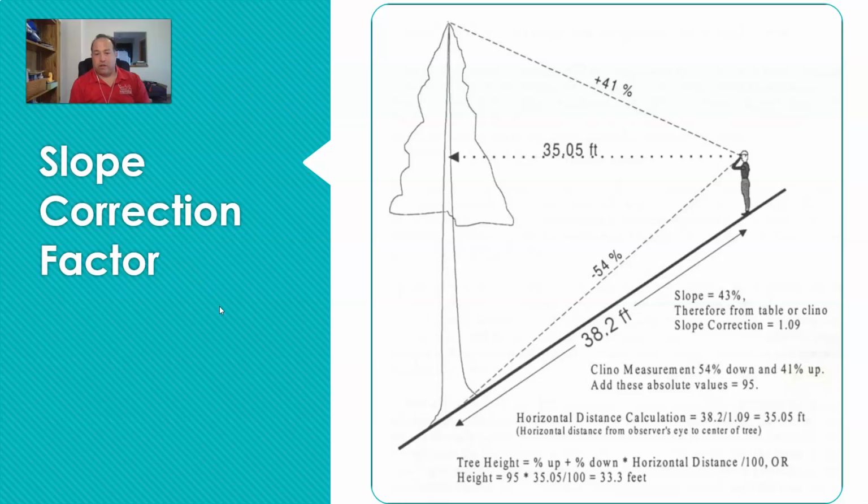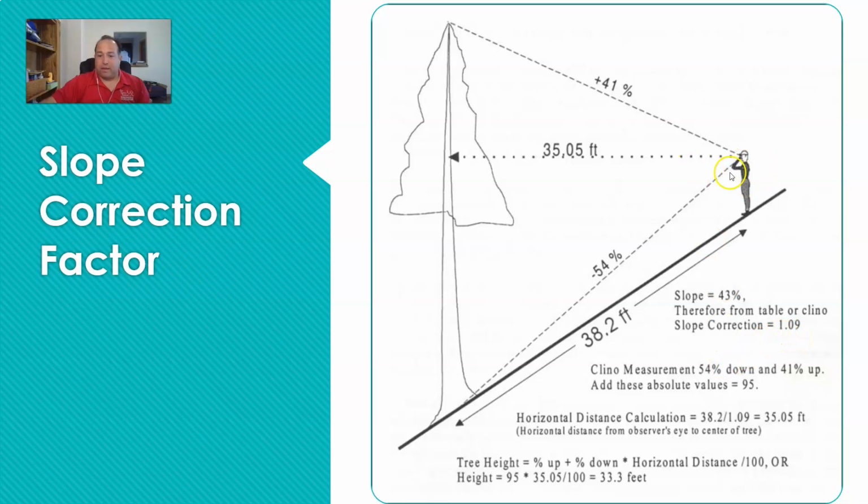Now, the slope correction factor. So if we're on an incline or a decline, we do want to adjust for slope in terms of our height measurement. And so in this example here, the slope is 43%. So you can either figure that out with your clinometer, or what we'll do to make it easy is we'll just provide a slope correction factor table for you. So they get their slope correction factor of 1.09.